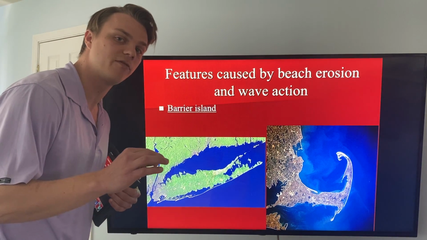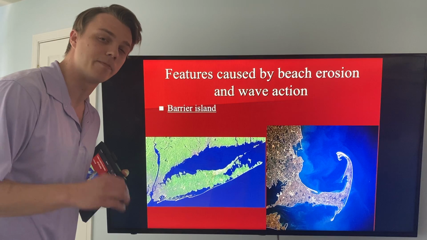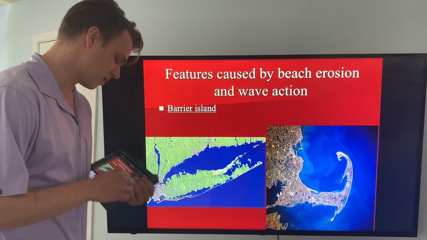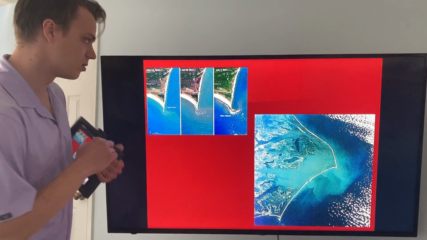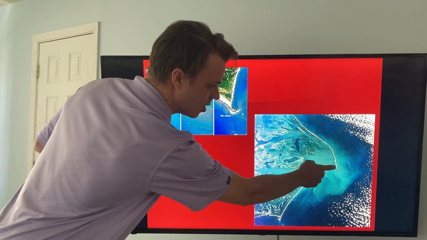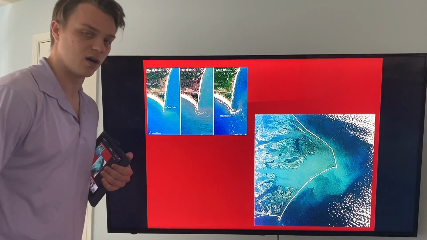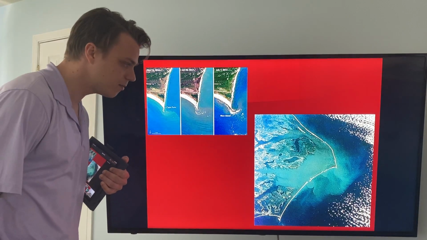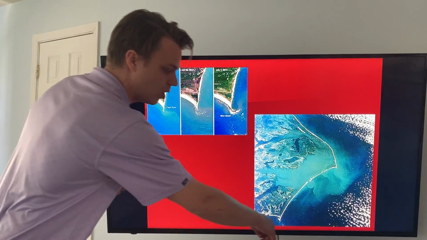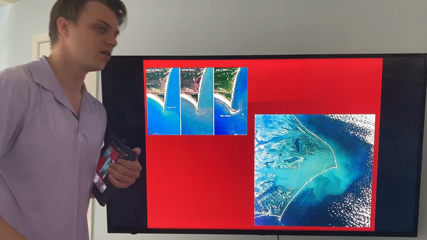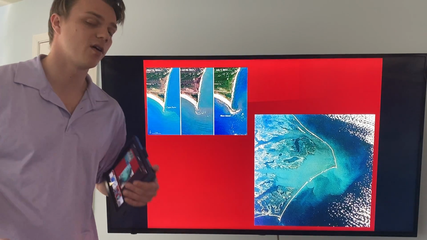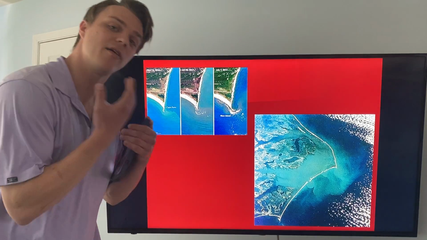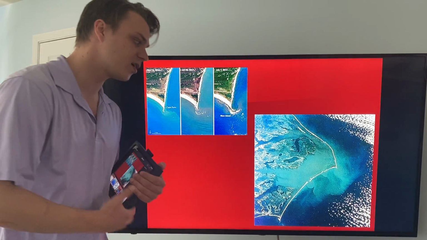A great example of a barrier island are the Outer Banks of North Carolina as well. I believe I have a satellite image of that. Yep. So this is the Outer Banks off the coast of North and South Carolina, and it's just this long area of pretty much a giant sandbar. A giant sandbar that's above water. It's very, very unstable. It is moving.